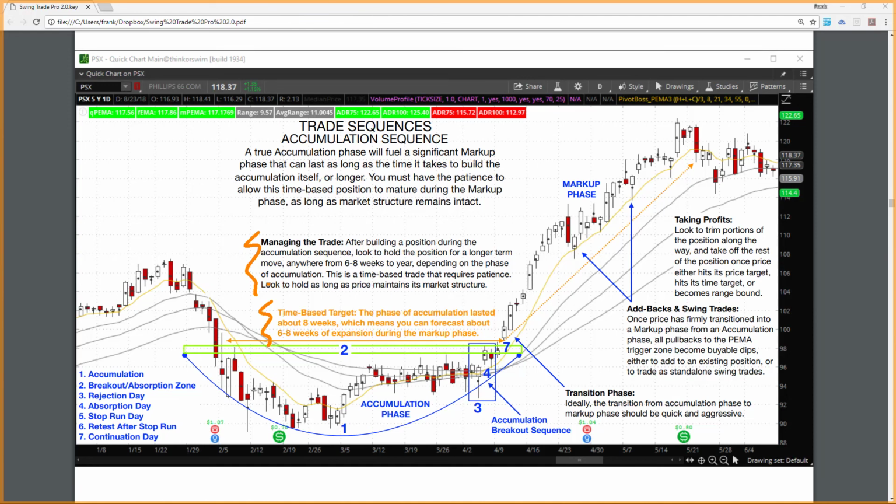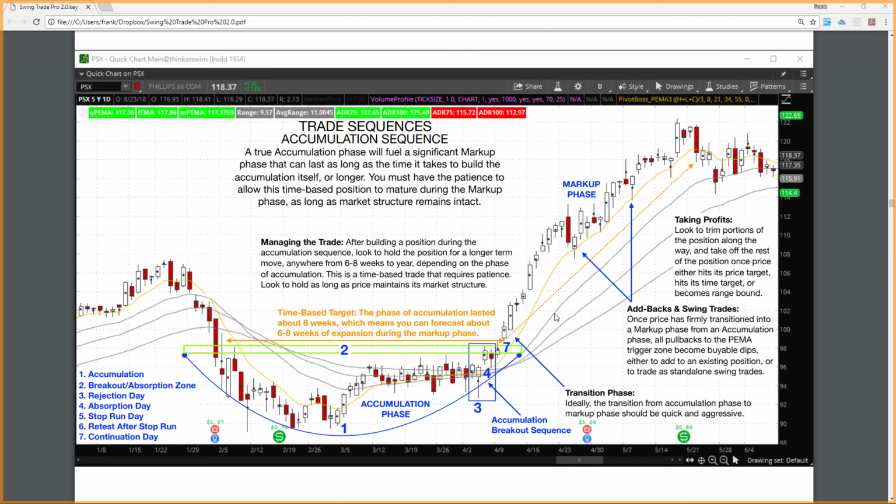This is a time-based trade that requires patience. Look to hold as long as price maintains its market structure. This is very important. That means if this thing pushes up and you're in, that's good. And then you pull back right here, provide support, and that's good. But as soon as that market structure is violated, perhaps that might be the time to give up on that trade. But for the most part, as long as that market structure remains intact, this trade should be held to completion in most cases. Very, very powerful trade.